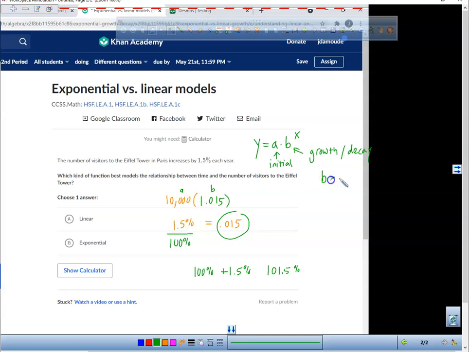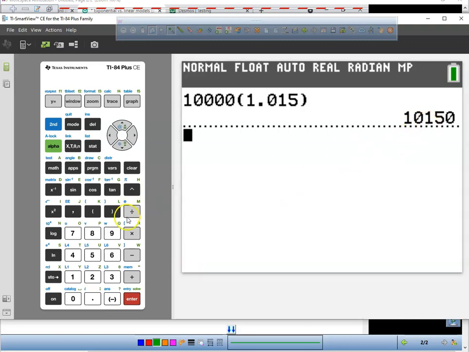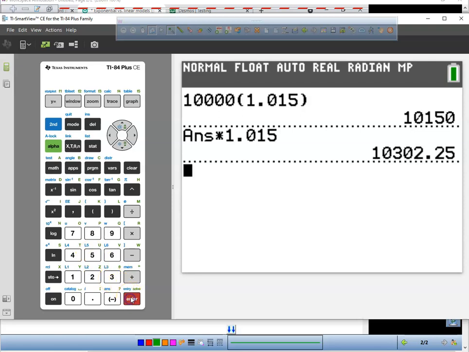It's either growth or decay. If B is greater than 1, we call that growth. If B is less than 1 but greater than 0, we call that decay. All right, so we have a growth factor and we have a decay factor. So I'm going to show you guys what it means to increase by 1.5%. If I start out with 10,000 visitors and I increase it by 1.5%, then the next year they'd have this amount. And then the next year they would have this amount.